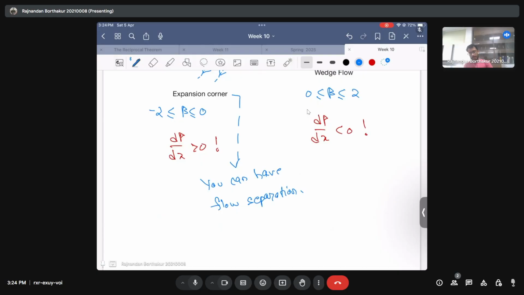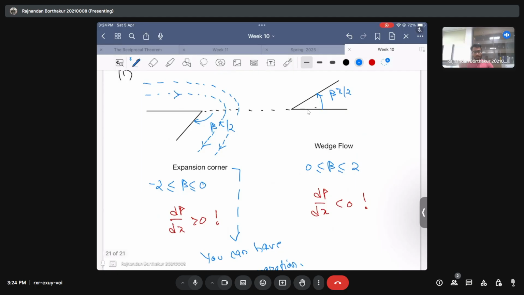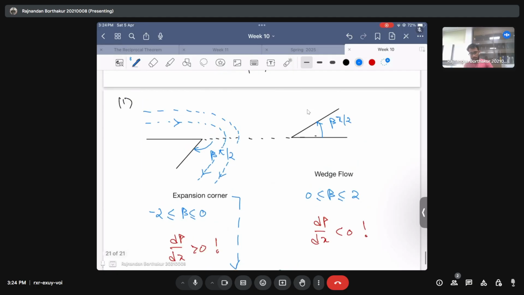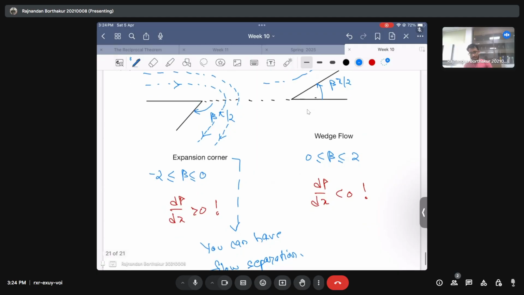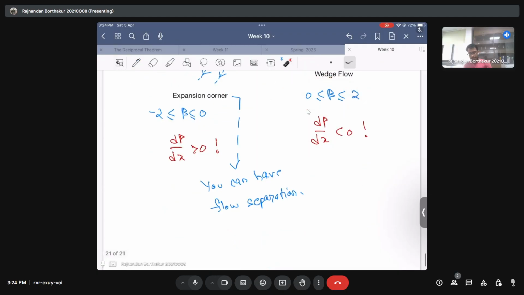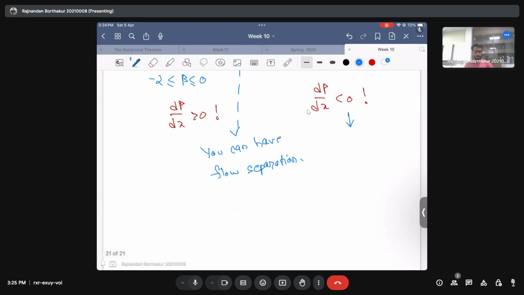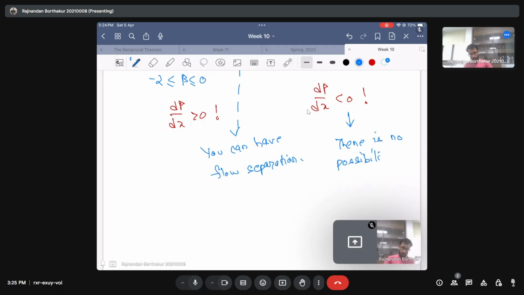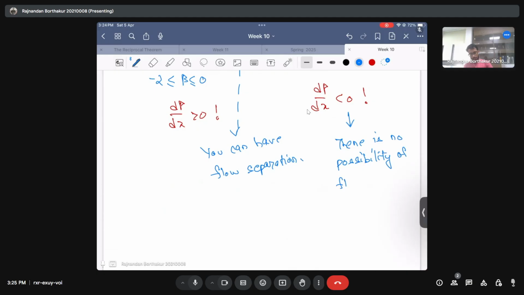On the other hand, whenever there is a flow around the conventional wedge where beta lies in this range, dp/dx is less than 0, meaning that your flow cannot separate. There is no possibility of flow separation.